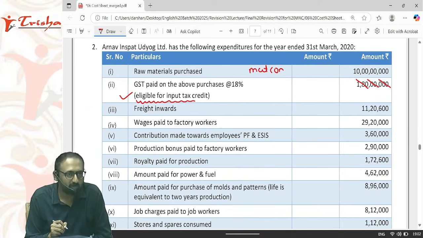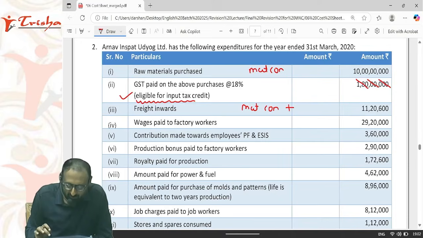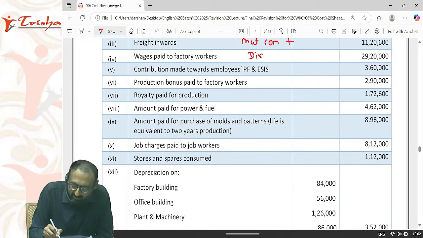Freight inward. Where to add? Factory overhead or material consumption? Added in material consumption. Wages paid to factory workers. Factory worker means direct wages. Yes or no? Quickly answer.